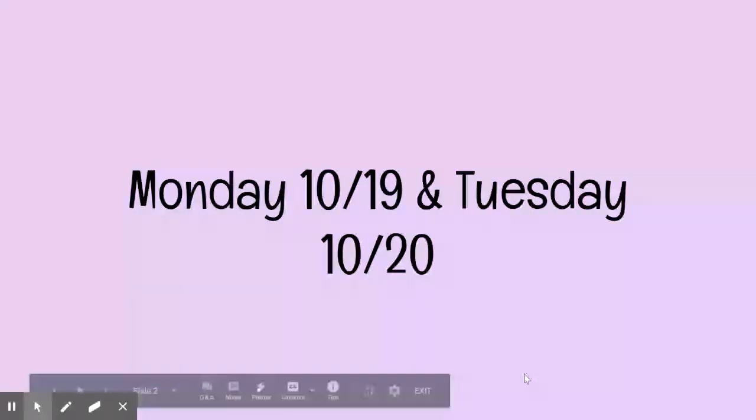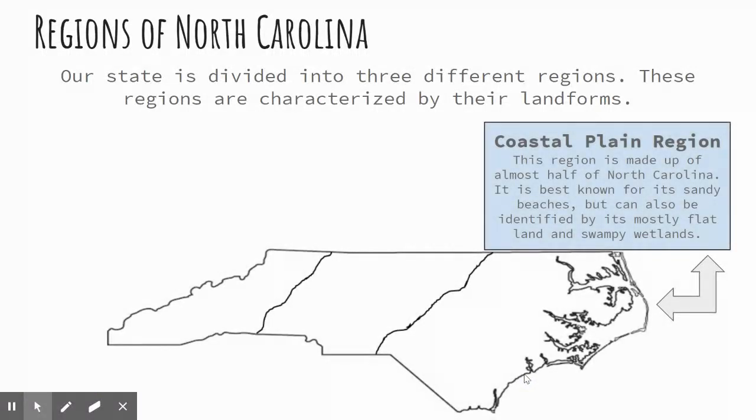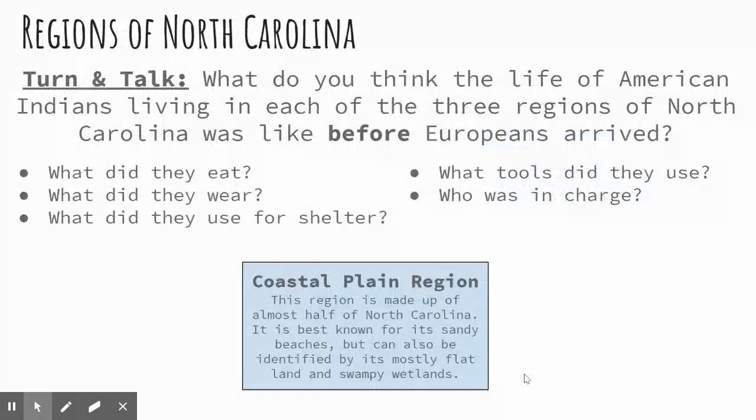Today's either Monday or Tuesday, the 19th or 20th, depending on if you're in Miss Clark's class or in my class. So, we're going to be focusing on different groups of Native Americans in the regions of North Carolina. Our first region is the Coastal Plain region. The Coastal Plain makes up nearly half of North Carolina. We know it best for its sandy beaches, but it is identified mostly by its flatland and swampy wetlands.